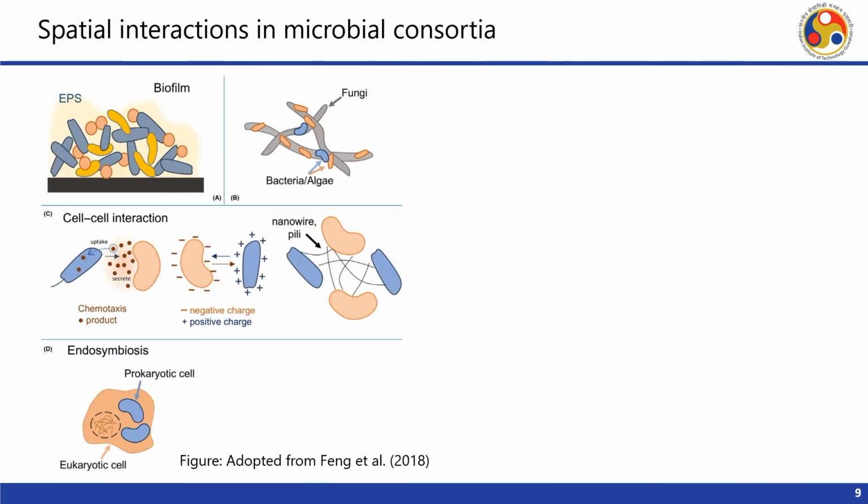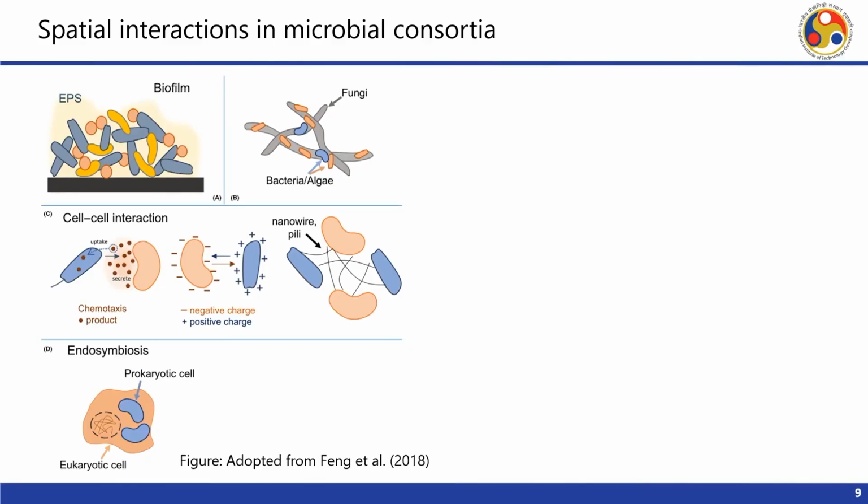Let us now look into the spatial interactions in microbial consortia. So, this is a biofilm with many bacterial species over here, and you can see the exopolysaccharide matrix over there. And in the case of B, you can see these are fungi to which some bacteria are adsorbed or attached.